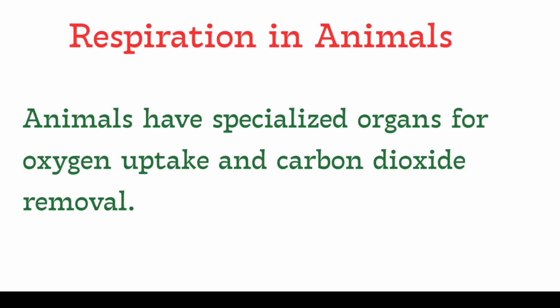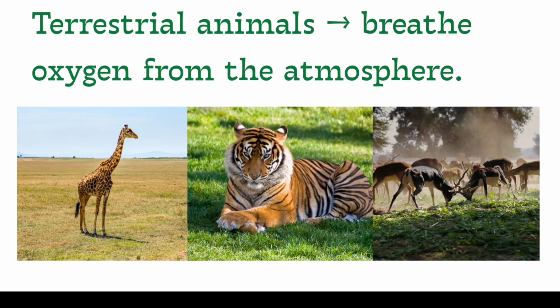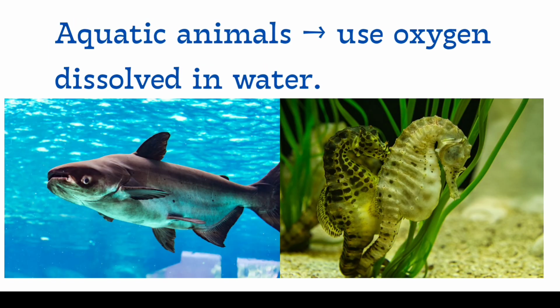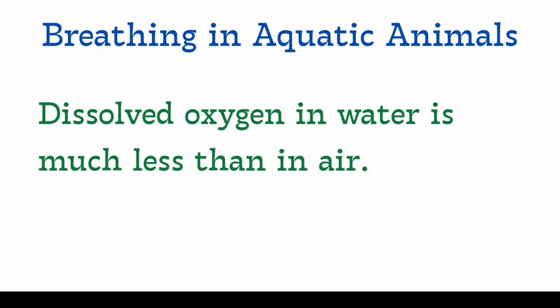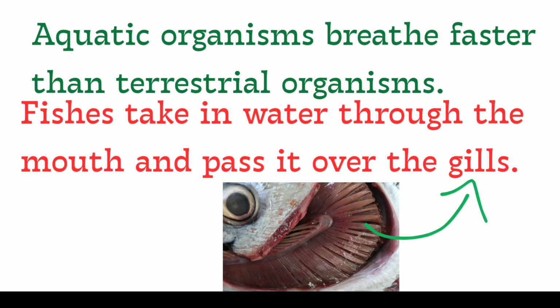Animals have developed special organs to take in oxygen and remove the carbon dioxide they produce. For animals that live on land, that is terrestrial animals, breathing means taking in oxygen from the air around them. But animals that live in water, or aquatic animals, must extract oxygen that is dissolved in the water itself. The oxygen dissolved in water is much less than the oxygen present in air. That is why aquatic animals need to breathe much faster than land animals.